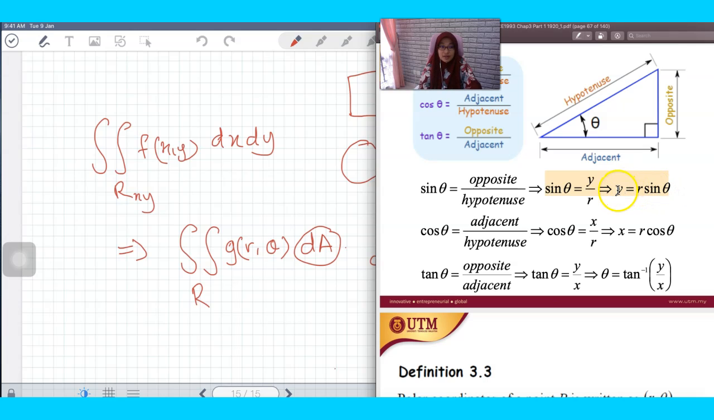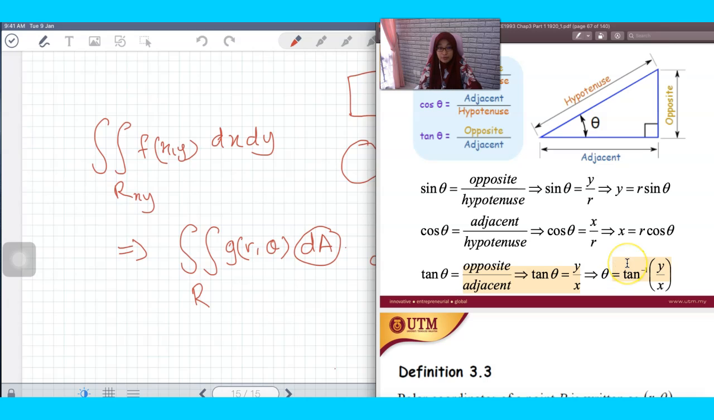We know that y is always defined as r sine theta, and x is always defined as r cos theta, and y over x is equal to tangent theta. Or if you want to get just theta, you just have to obtain the inverse tangent of y over x, so you will get theta.